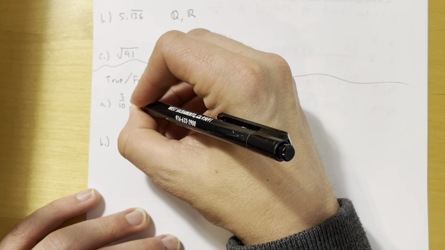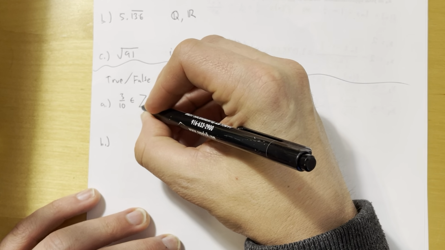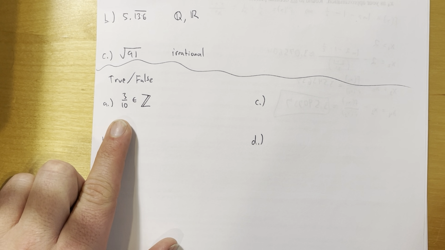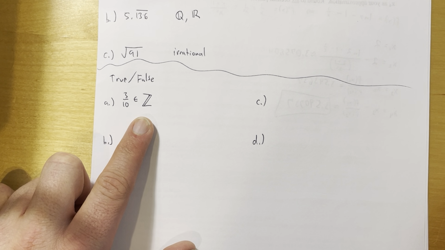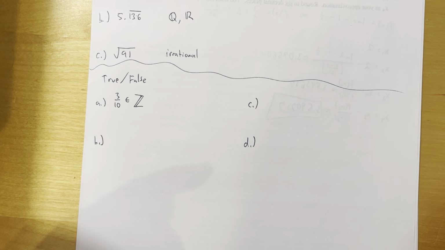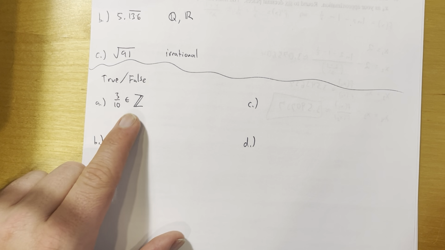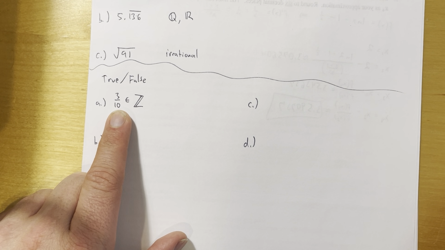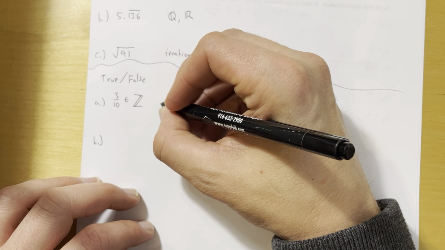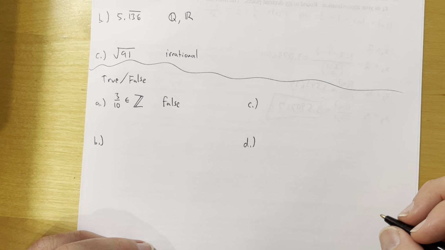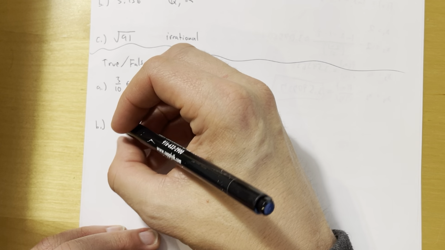Okay. Is this true or false? 3/10 is an element of Z. So this is saying, is the number 3/10 an element of the integers? Or in other words, is 3/10 an integer? In which case I would say that no, that's not true, because integers are positive or negative whole numbers or zero. This is not a whole number, it's a proper fraction. So for this one I would say false.